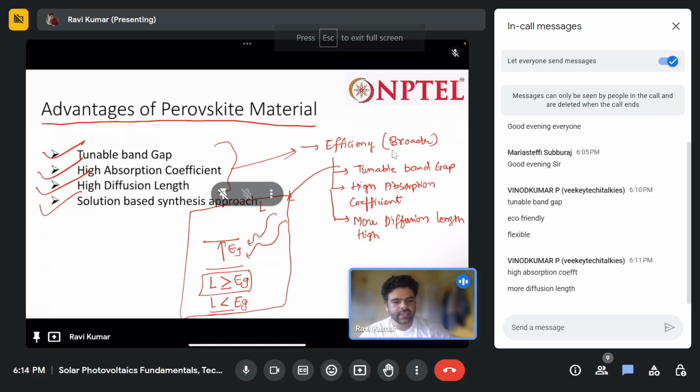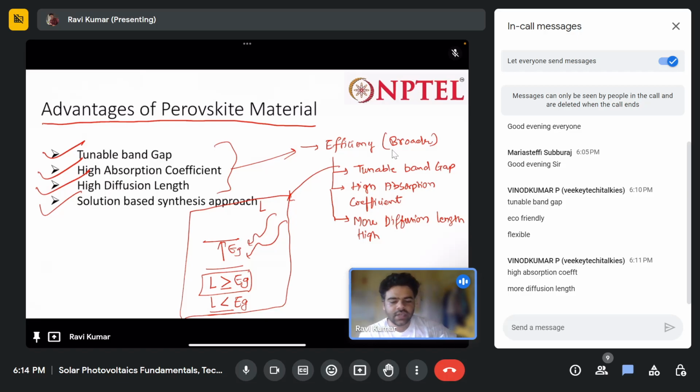Okay, let's move further. So what is this perovskite solar cell? We have seen what this perovskite material is and what the advantages of this material are. Now we will see how we are utilizing this perovskite material in a solar cell.